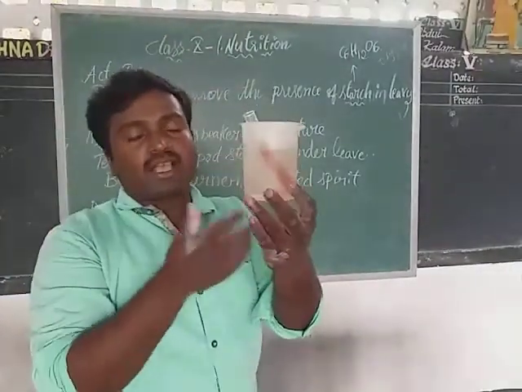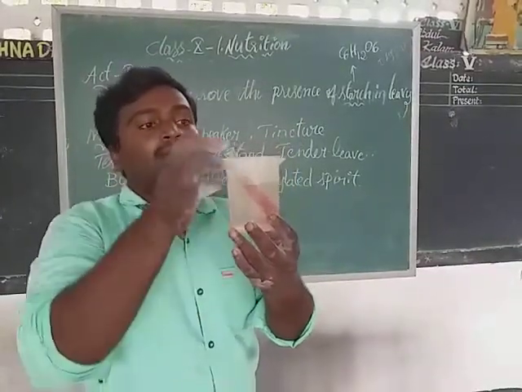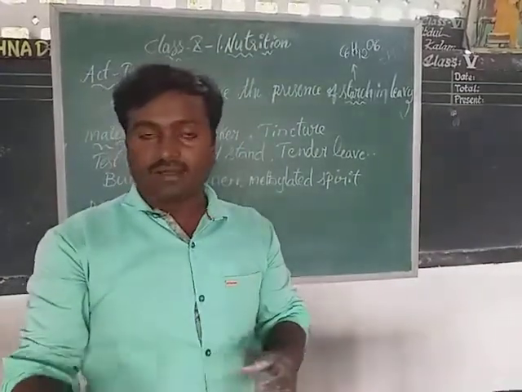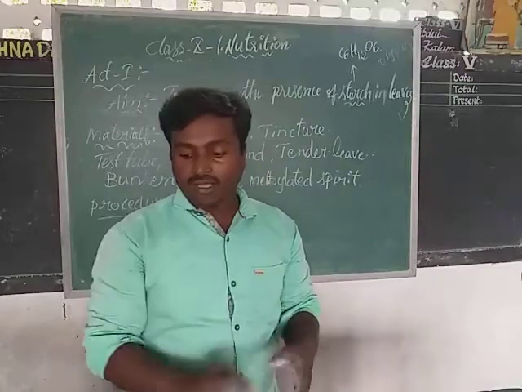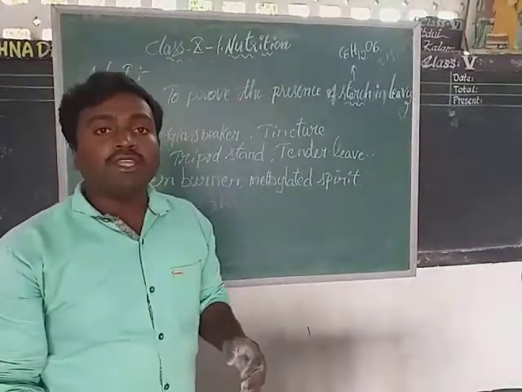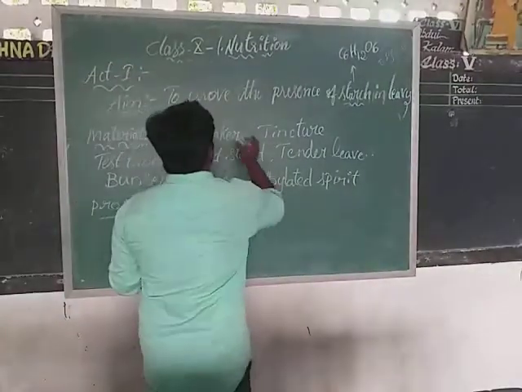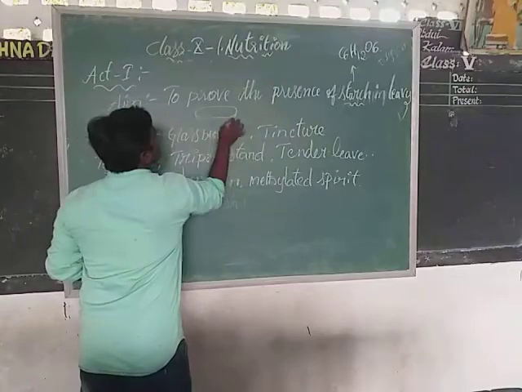After 25 minutes of vigorous heating, what will happen? The plant leaf will become pale white color. Plant leaf will become which color? Pale white color. Okay. And now we need to take that pale white color leaf carefully into a petri dish. Petri dish means it looks like our saucer.